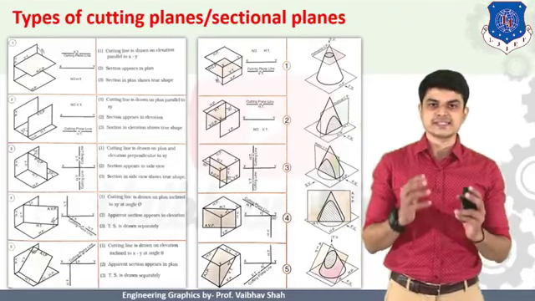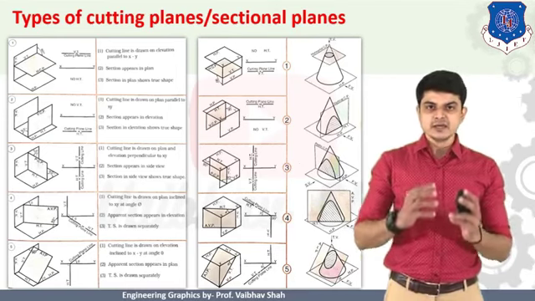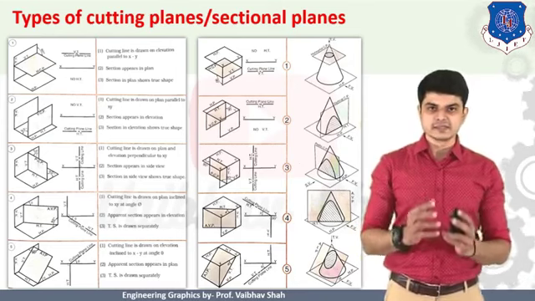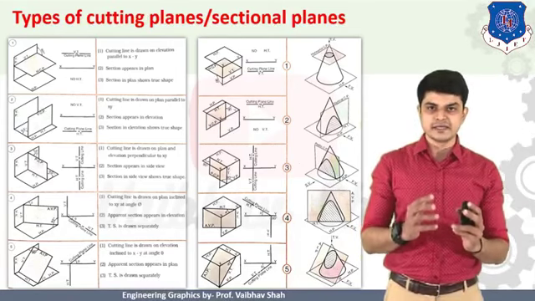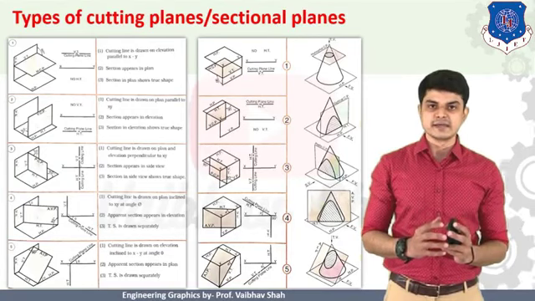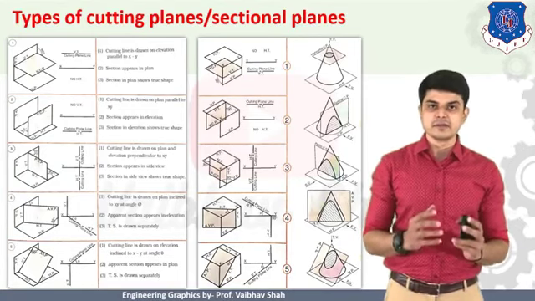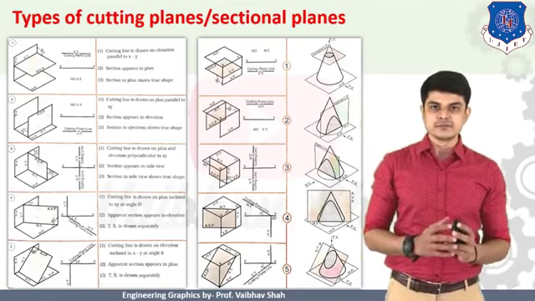So here in section of solid, we will have a solid as our three-dimensional object, and we will be cutting the solid by different kinds of planes. So let us first understand how many types of cutting planes or section planes are available to cut this kind of solid. So let us see.